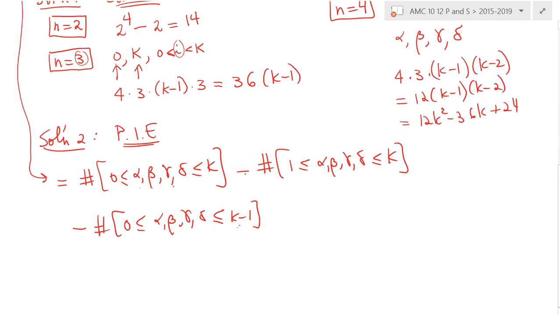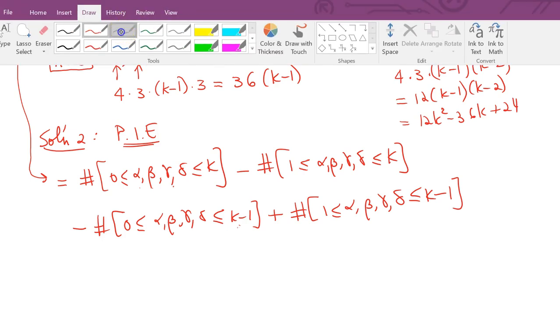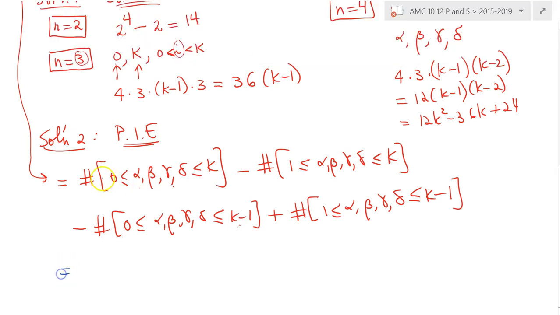So that's why. But wait. What I did is we removed those between 1 and k minus 1 twice. So I need to add it back at least once. Oh my. Does that make sense? So add them back at least once. And that's it. Now the rest is just counting each one, which should be okay, I guess.